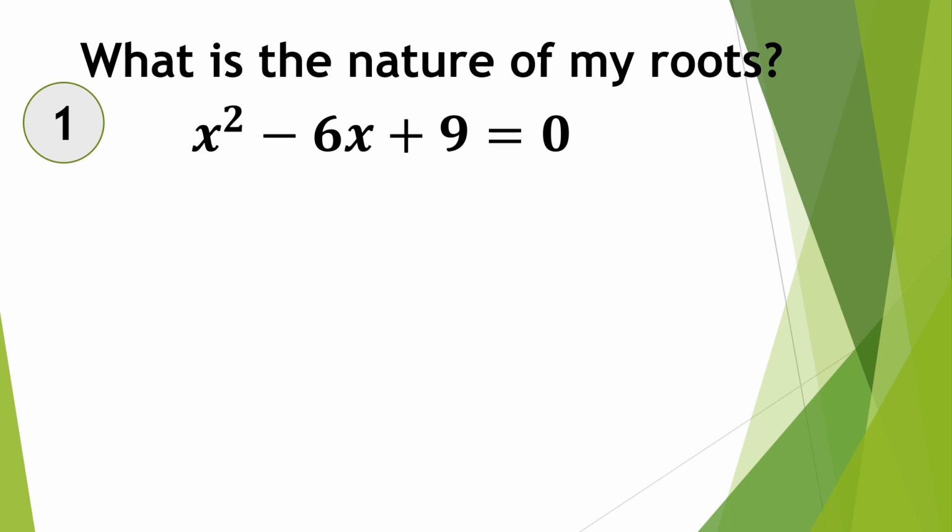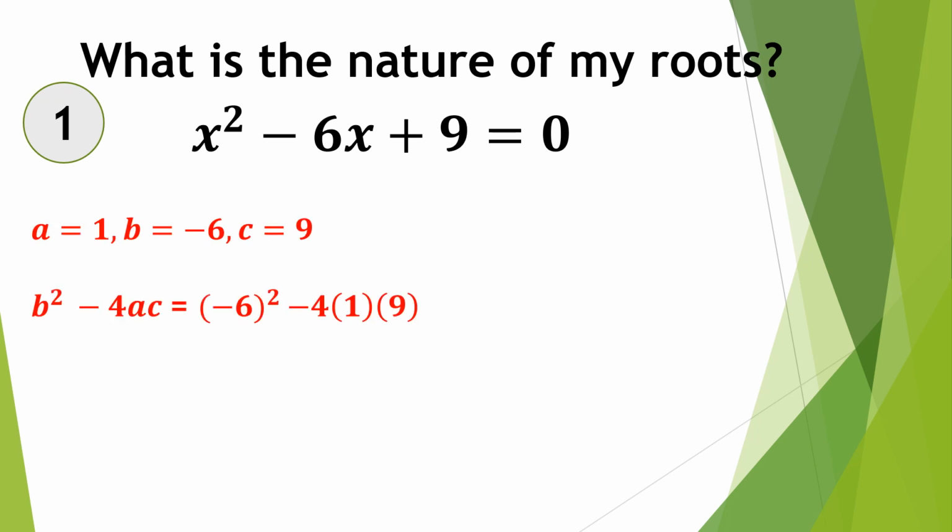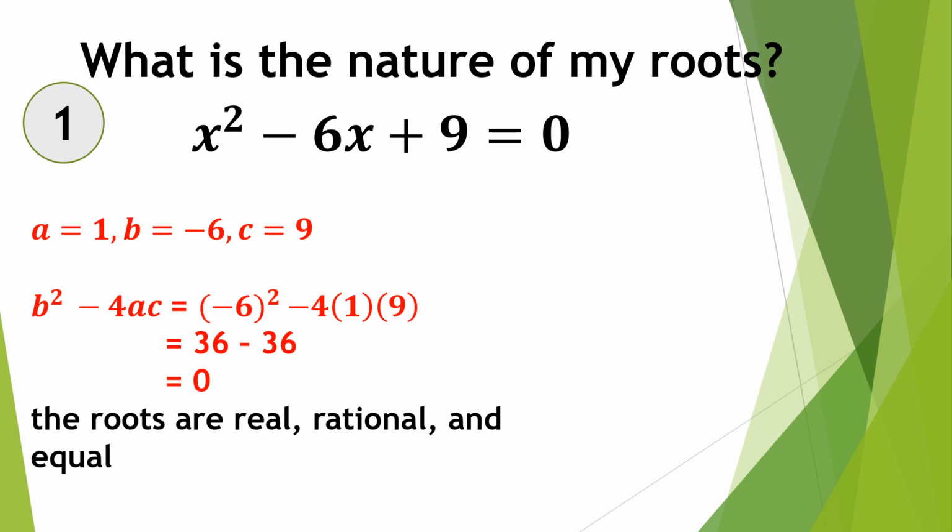So what is the nature of my roots? x squared minus 6x plus 9 equals 0. From the discriminant formula, b squared minus 4ac, it is just a matter of using the numerical coefficients, which is a equals 1, b equals negative 6, and c is equal to 9. So it goes like this: negative 6 squared minus 4 times 1 times 9. So we have a value of b squared minus 4ac equals 0. Since our discriminant is equal to 0, using the first condition for the discriminant, the roots are real, rational, and equal.